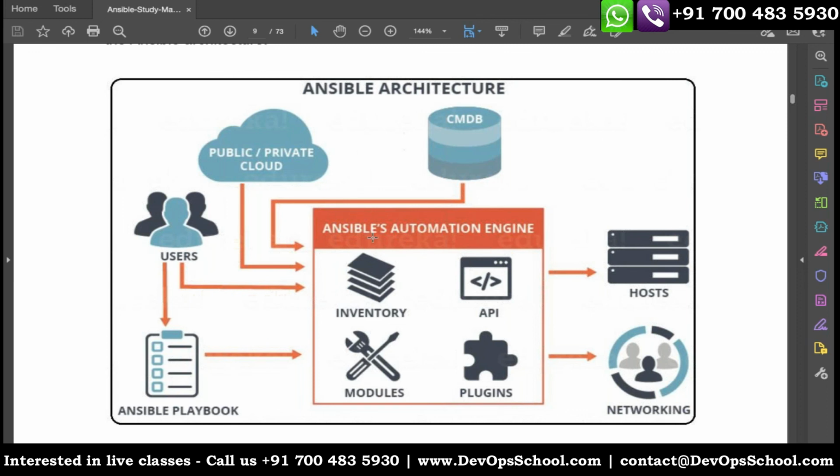I'll repeat quickly. What is the basic Ansible architecture? It has 4 components as I have mentioned. First is the inventory file, second is the module, third is API, and fourth is plugin. What is an inventory file? An inventory file is nothing but a file where you will be putting all your client information, like IPs of your client machines.